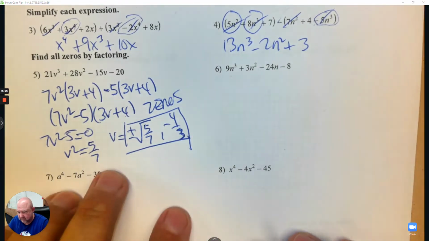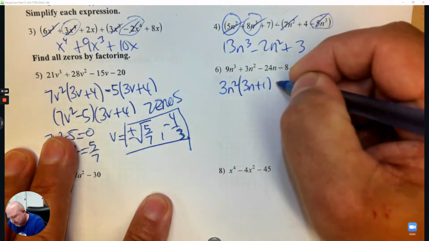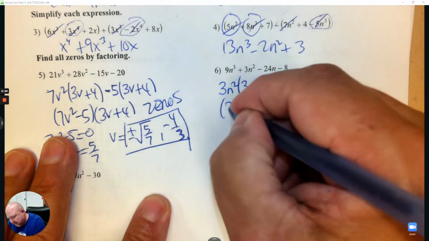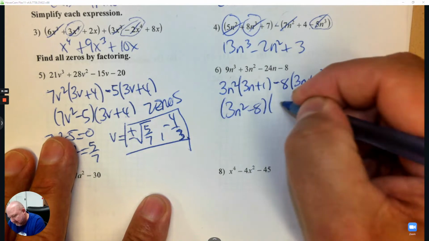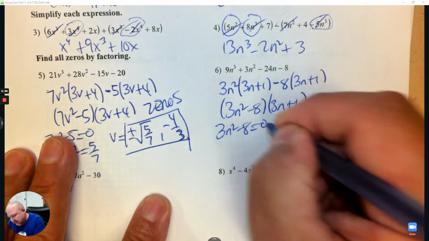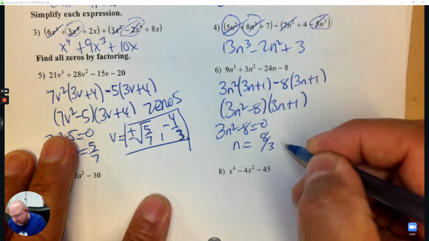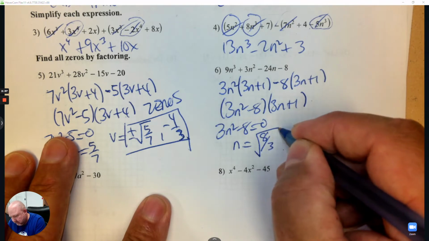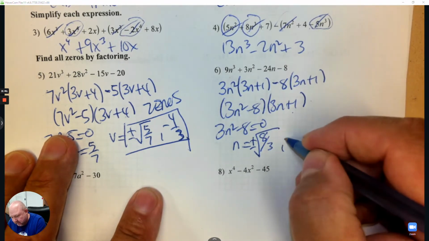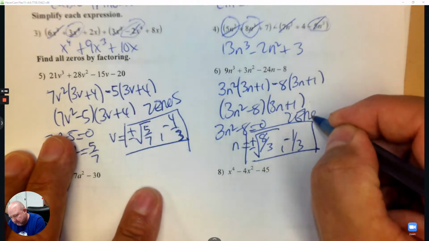All right, we're going to factor it. Factor out a 3n squared and then divide. Factor out a negative 8 and divide. So we have 3n squared minus 8 and 3n plus 1. If I take 3n squared minus 8 equal to 0 and solve it, I would add 8, divide by 3, and I would square root. And that's positive and negative. If I look here, I would subtract 1 and divide by 3, and those are my zeros.